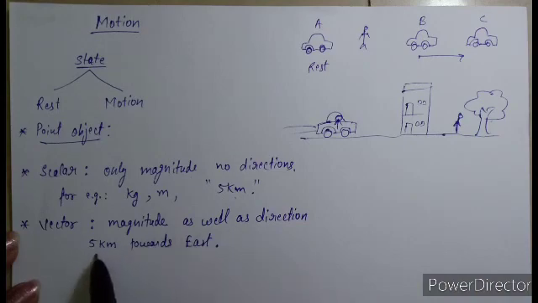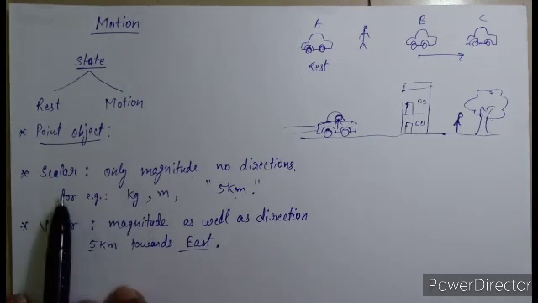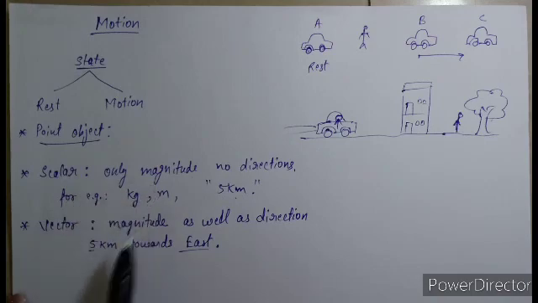Here we are taking 5 kilometers towards east, so 5 kilometers towards east gives the magnitude as well as the direction. Vector and scalar quantities are important because sometimes we just need the magnitude, but sometimes it is necessary to have a sense of direction.